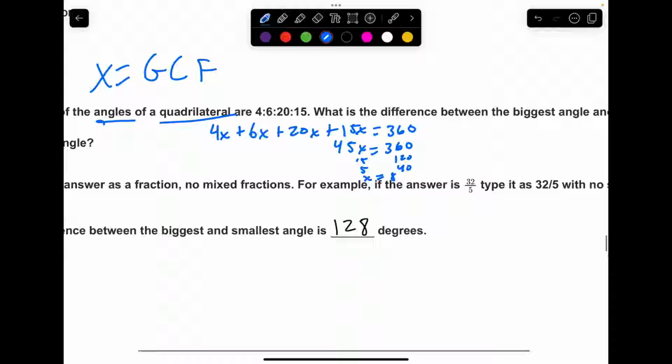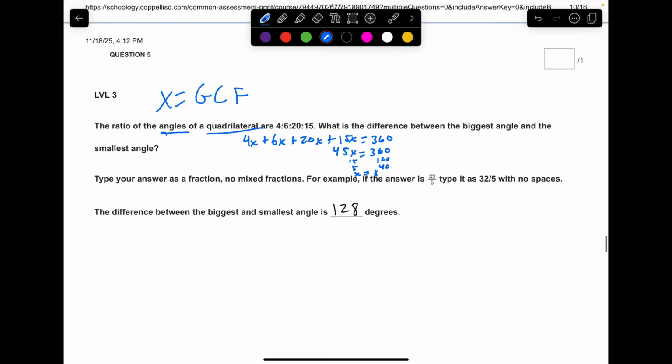So once we know x equals 8, then we have to answer the question. So x is 8. That is the GCF. It's what is the difference between the biggest angle and the smallest angle.